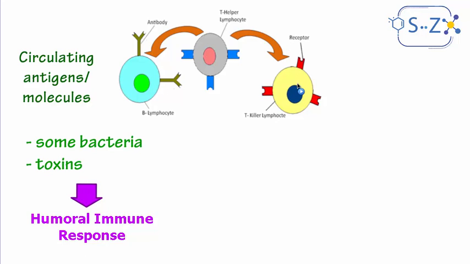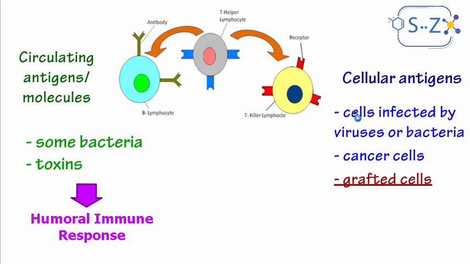But if the antigen is what we call a cellular antigen, the T helper lymphocyte will activate the T killer lymphocyte, or another name for it is the T cytotoxic lymphocyte. Cytotoxic means it kills cells. What is an example of a cellular antigen? For example, cells infected by viruses or bacteria.